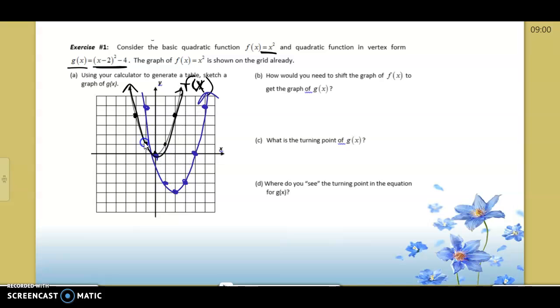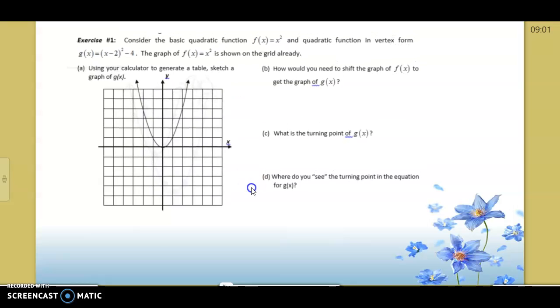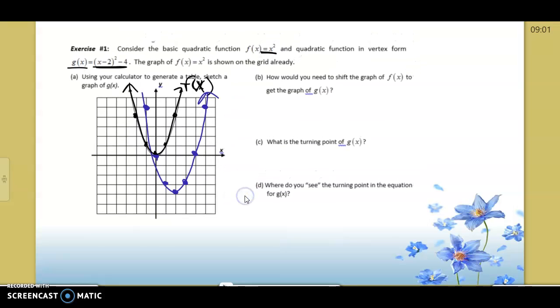Well, let's see. If I go 1, 2 to the right, and then down 1, 2, 3, 4, it matches. It's actually the exact same. One more time for those that maybe missed it: 2 right, down 4. So let's go ahead and write that right here. It would go 2 to the right, down 4.